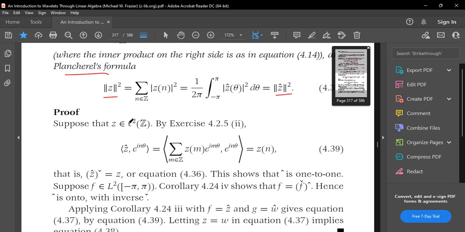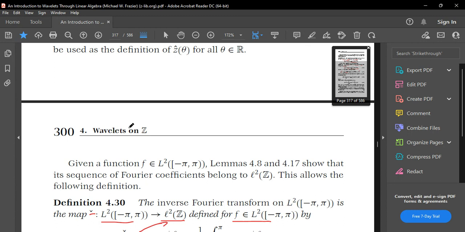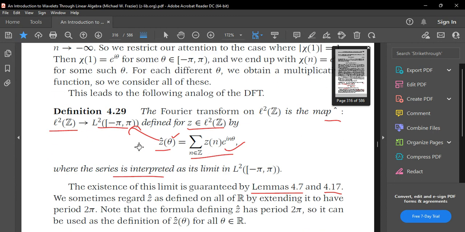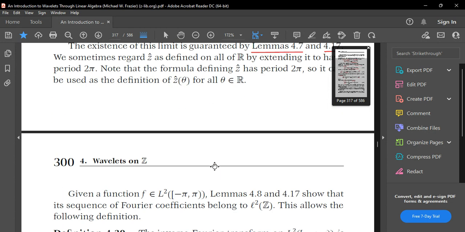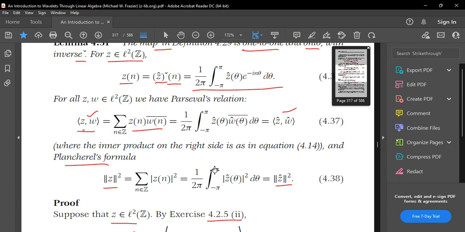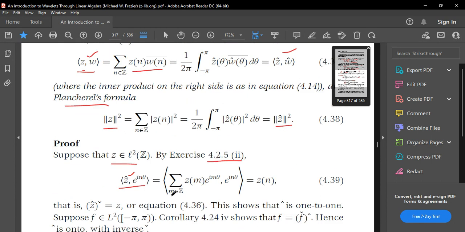Suppose z belongs to L2 of Z, and by the same exercise that we have taken earlier, we have the inner product between z cap and e raised to i n theta. How is z cap defined? z cap is equal to the summation over n belonging to Z of z(n) e raised to i n theta. So z cap can be written as the summation over m belonging to Z of z(m) e raised to i m theta, comma e raised to i n theta. In this exercise we have seen that the answer is the coefficient at this index, that is z of n. So the inner product of z cap and e raised to i n theta is z of n.